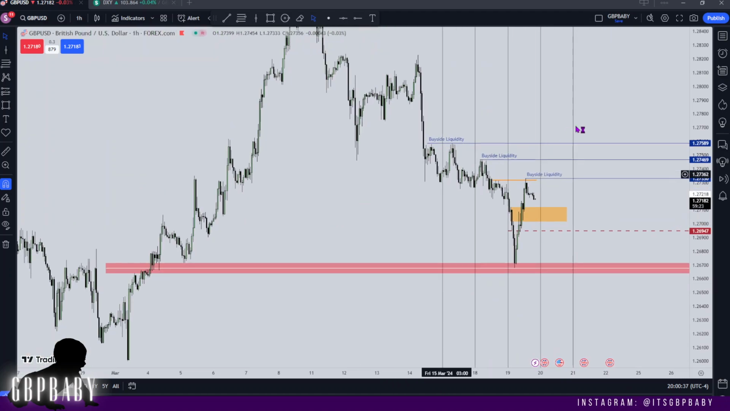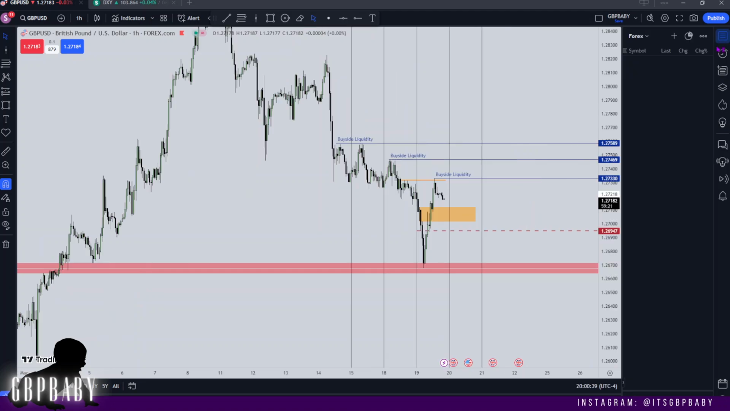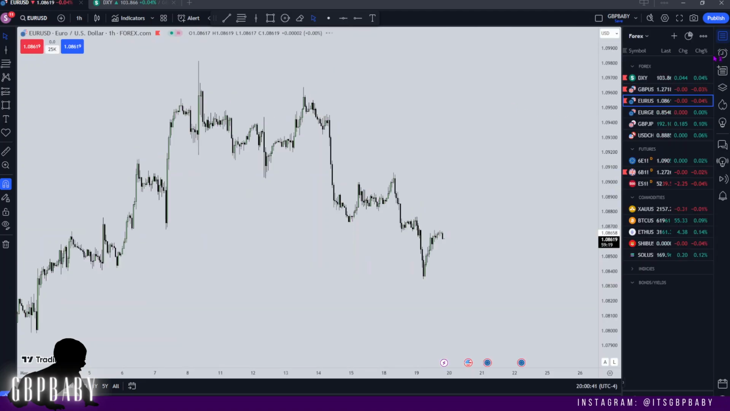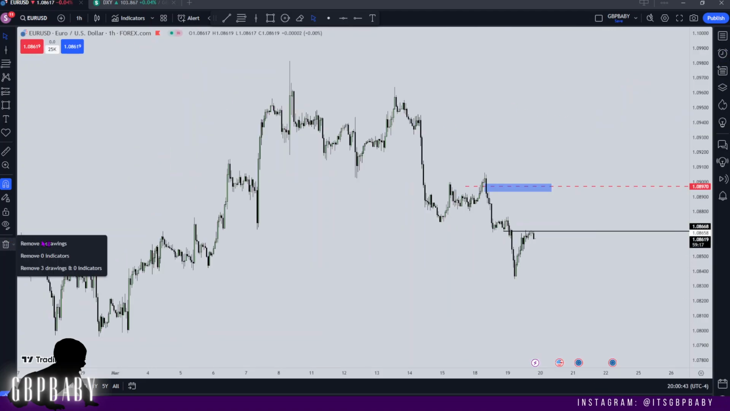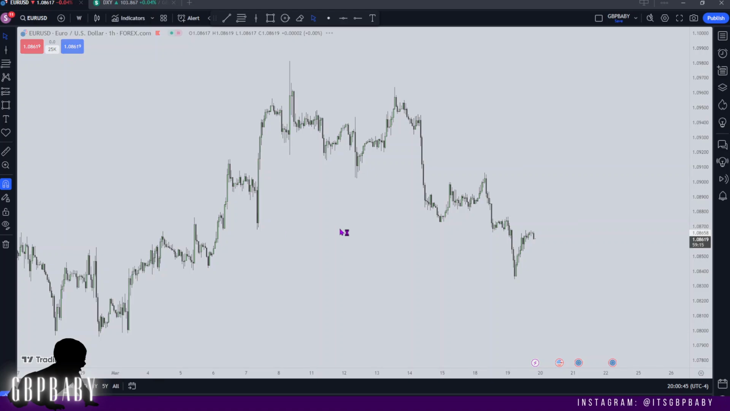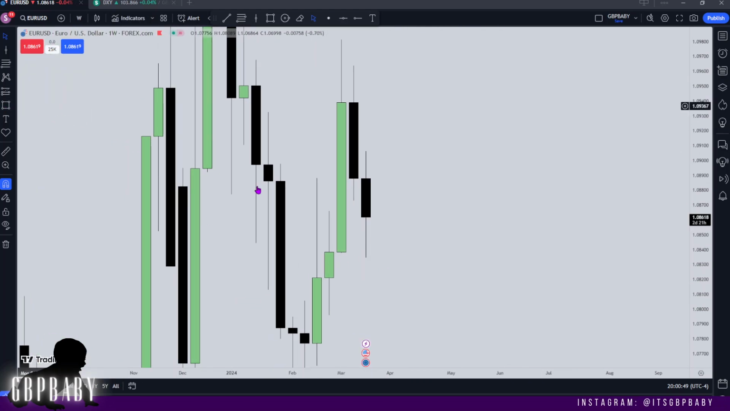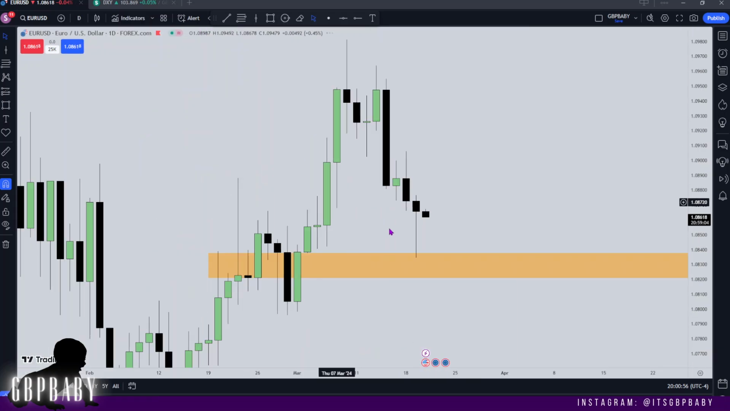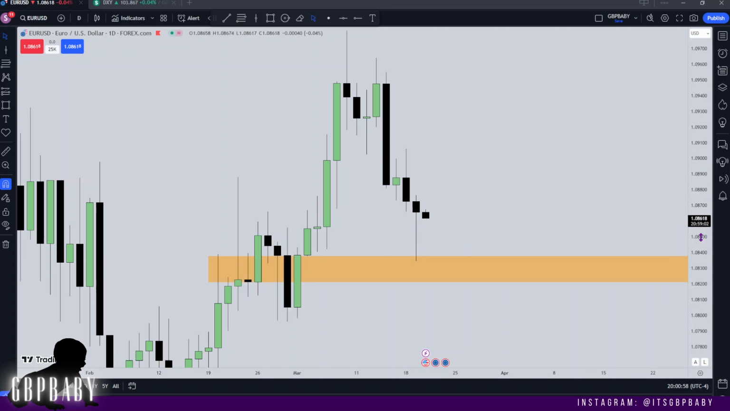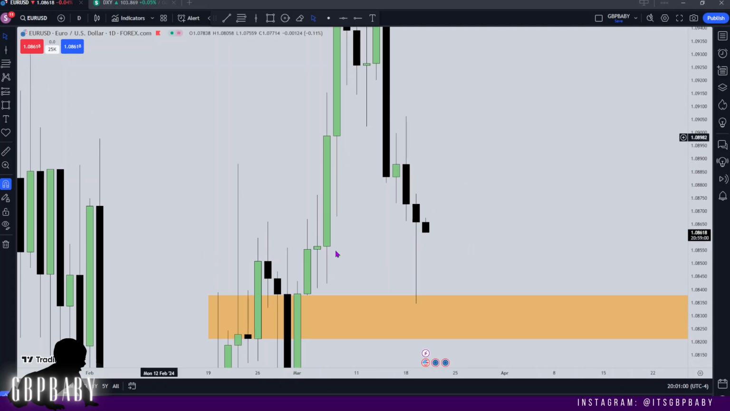So finally, last but not least, we're going to go on to Euro. We're going to start on the weekly on Euro. Remember, Euro's now traded into its implied fair value gap. Just tapped into it, and we're coming off of it nicely. If we go to the daily, you'll see how we came off of that. Again, I'm watching the midpoint of this wick.